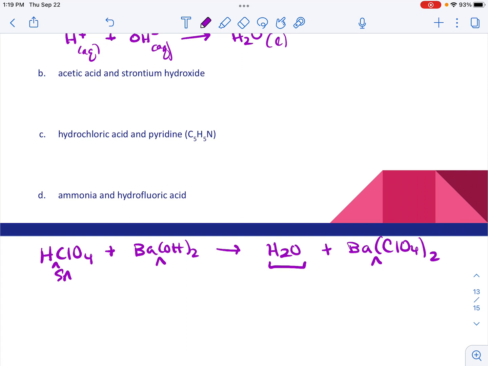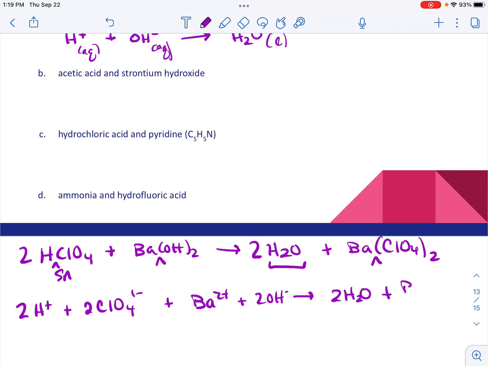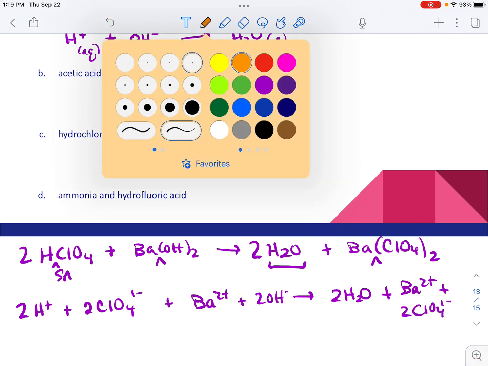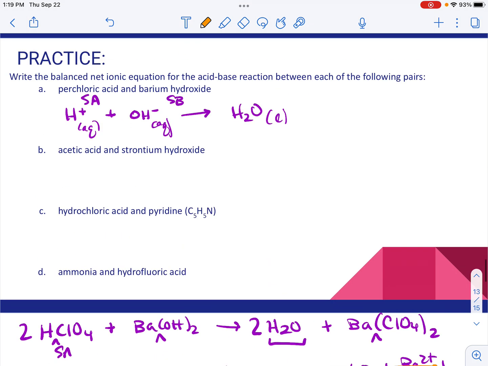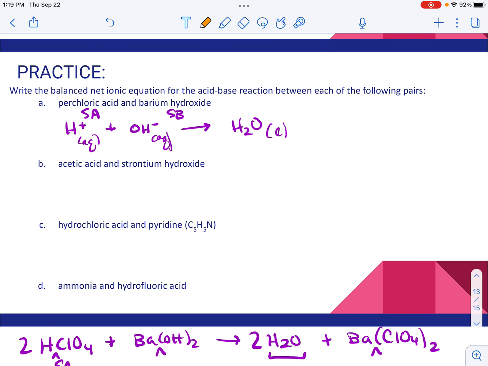If I were writing my total ionic equation, I need to balance it first. I need a 2 there and a 2 there. Now I can say I have 2 H plus ions, 2 ClO4 minus ions, a Ba 2 plus ion, and 2 OH minus ions on the left. I have 2 water and a Ba 2 plus and 2 perchlorates on the right. I can cross off my spectators, which will be the perchlorate and the barium. I'm left with 2 H plus and 2 OH minus yields 2 water, which takes me back, canceling all the 2's, to what I had up here. So you can kind of see why we just go to the shortcut.